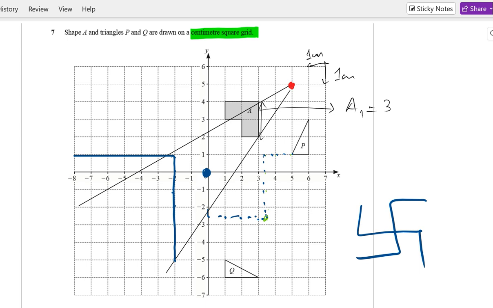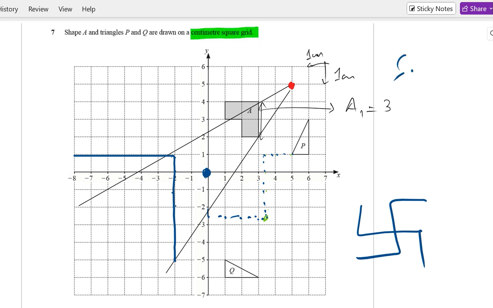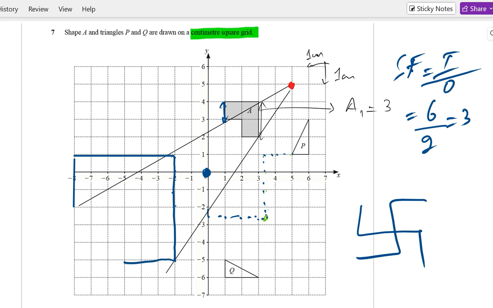Now we can also calculate the scale factor, that is 3. You can see easily that scale factor is image over object. So if image has 6 and object has 2, your scale factor is 3, which means if this is 1, this should be 3, 3, 3, and 3. This is your shape here.